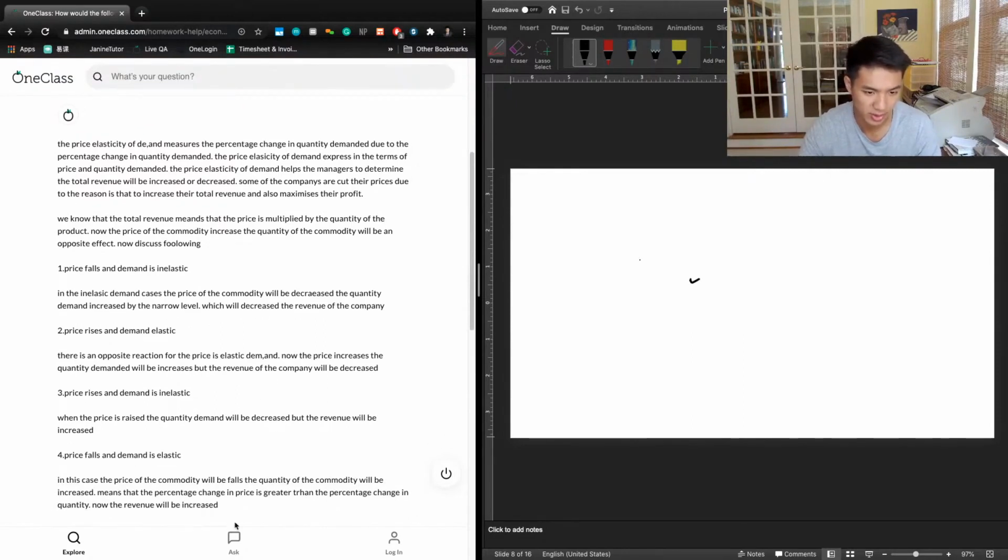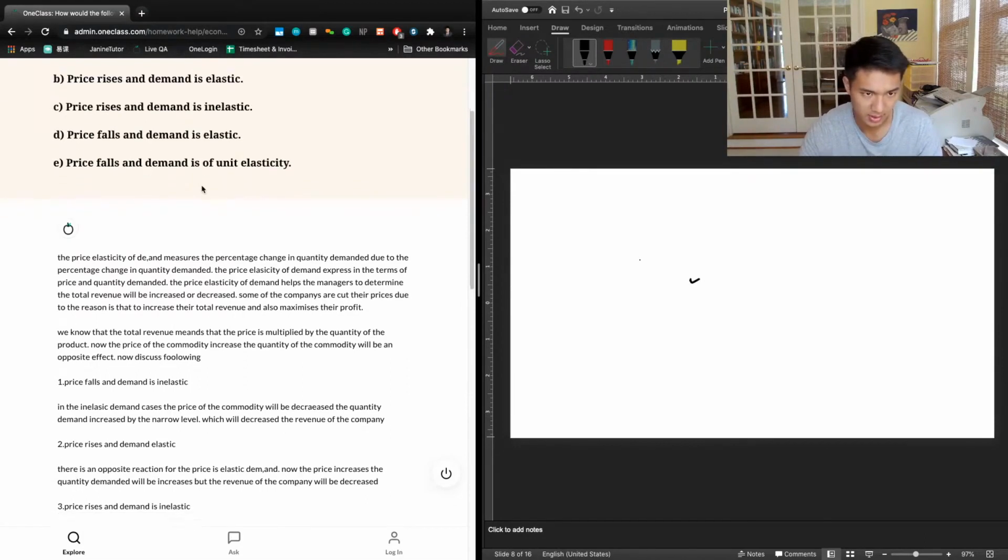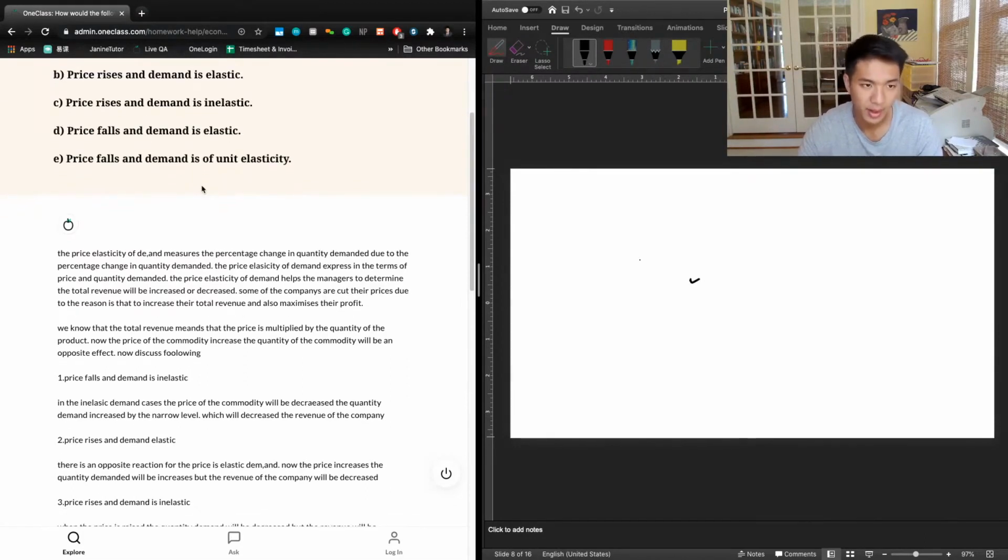This means the percentage change in price is greater than the percentage change in quantity. They got this flipped. The percentage change in quantity is greater than the percentage change in price. Now the revenue will be increased. And finally, E, price falls and demand is of unit elasticity.